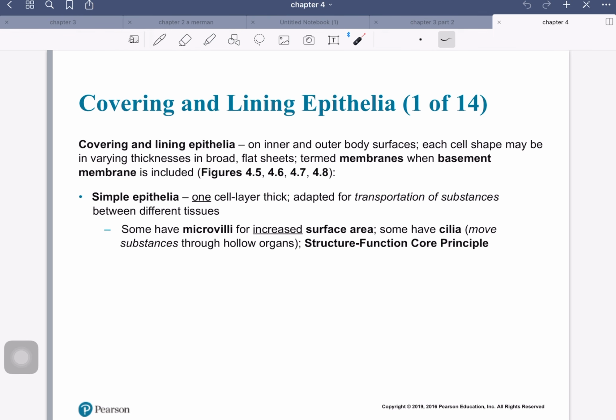Now, we're going to ease out there because I'm going to come back and start talking about the different types of epithelium in more detail. So we'll pick that up in the next video.